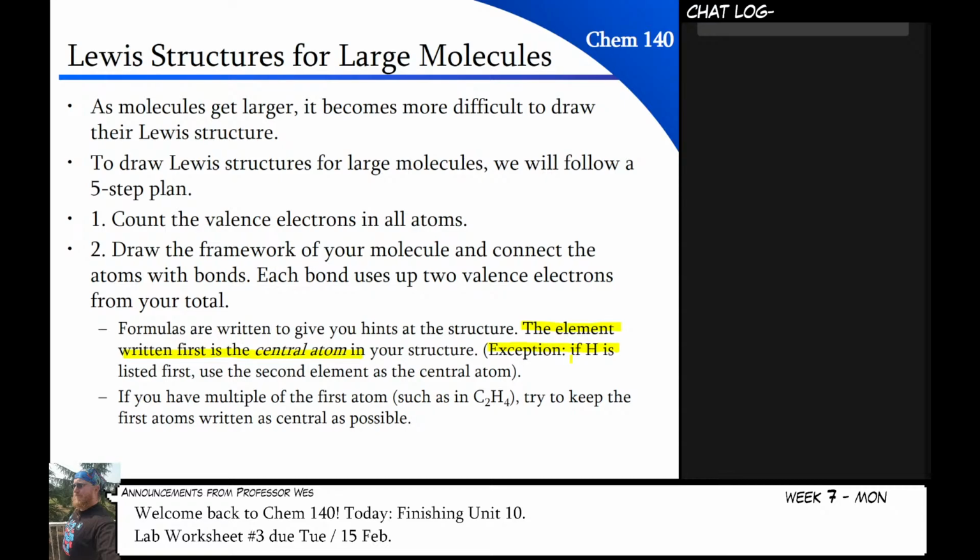Now, what if you have a formula like C2H4? If you have a C2H4 type situation where you have multiple first atoms, those atoms should go in the center, as centrally as possible, and then everything else should be arranged around it, most likely in an arrangement that is symmetrical. So for C2H4, you'd put 2 H's on each side. For C2H6, you'd put 3 H's on each side, and so on.